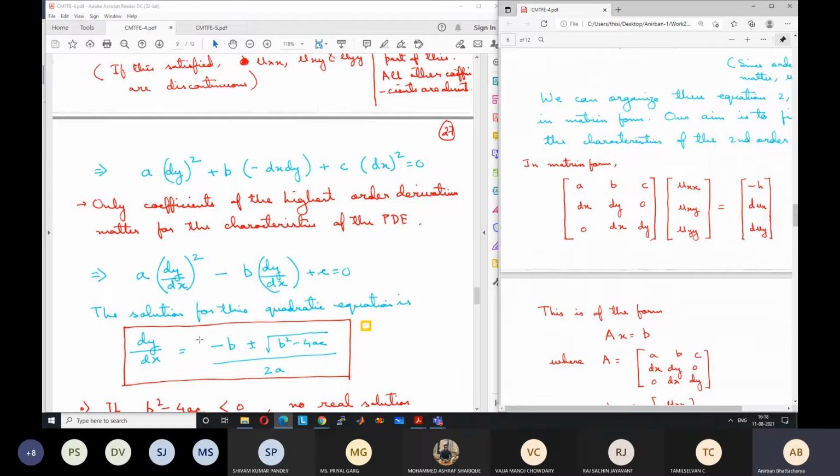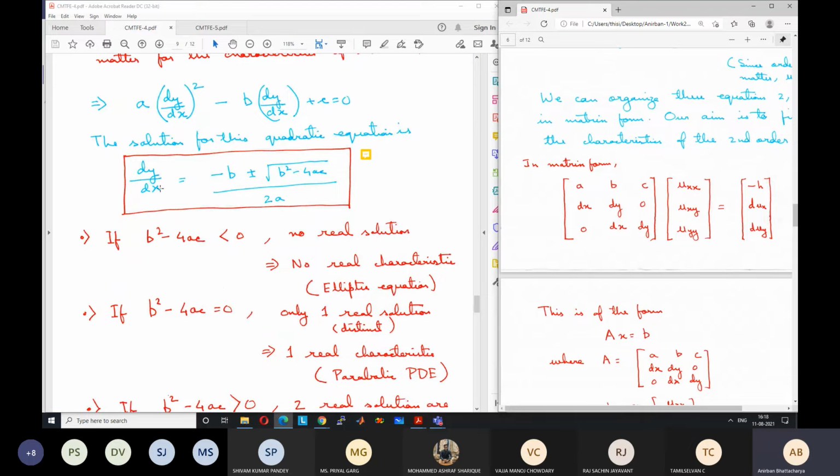So what points? Points where x and y, the space coordinates or independent variables, satisfy this condition: dy/dx is equal to B plus or minus root of B square minus 4AC, by 2A.